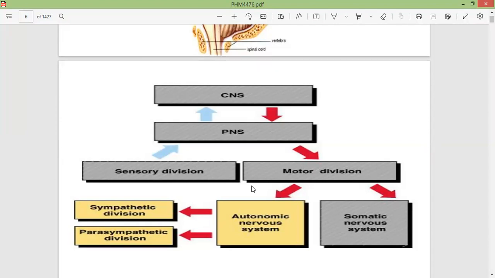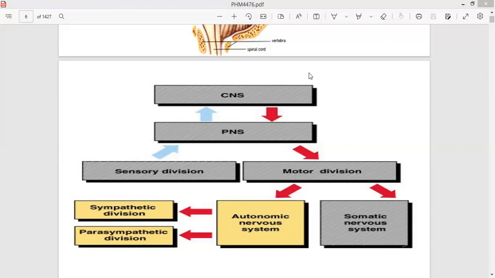The sensory division picks up the sensory stimuli, things like touch, hearing, seeing. It picks up that information and conveys it all the way to the CNS. As Dr. Shafia said, this information will go all the way to the parietal lobe, where it will be interpreted, and should there be any signal that warrants the motor division being activated, the motor division will be activated accordingly.